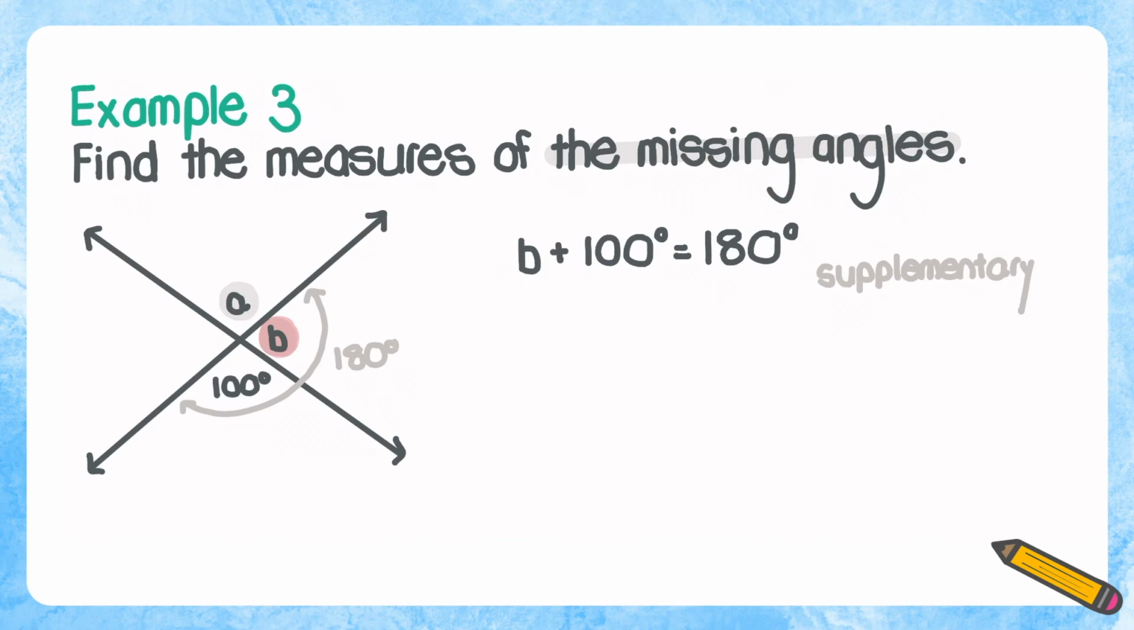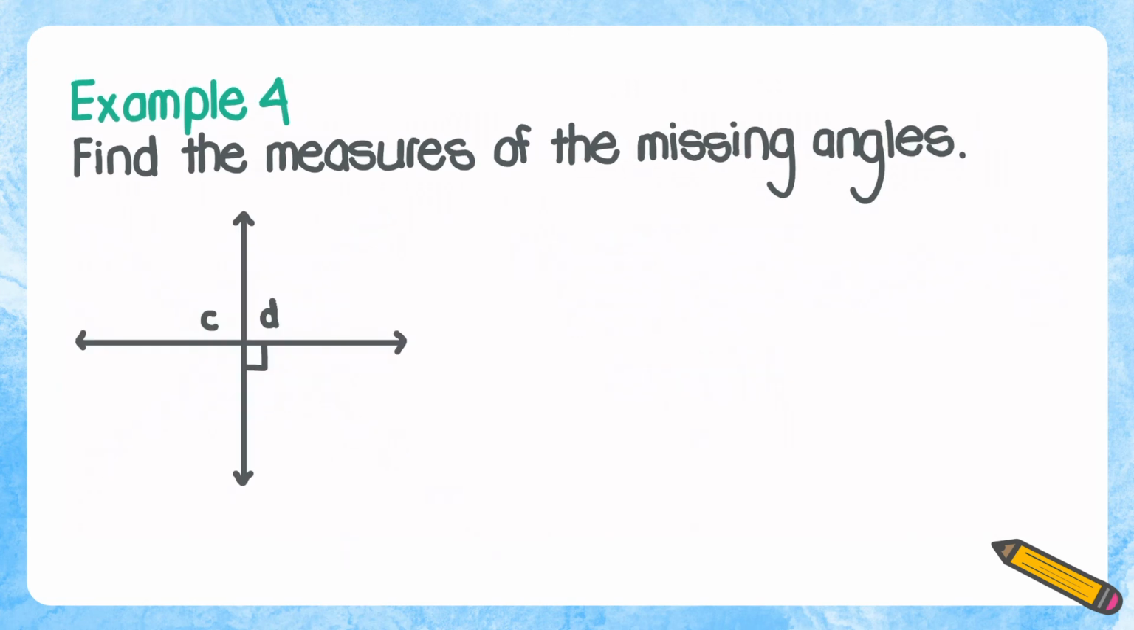Now I just solve for B. I am going to subtract 100 degrees on both sides. This cancels out. I'm left with B equals 80 degrees. I was able to find the measure of angle B based on the fact that we have supplementary angles. Let's look at one more example.